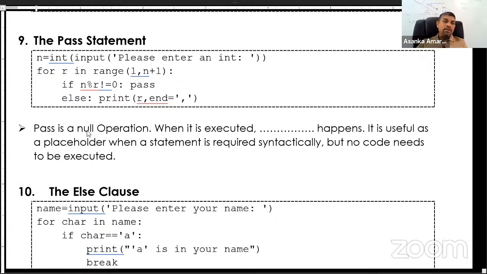Okay, pass is a null operation. Null, nil කියලා කියන්නේ සිංහලෙන් null. මොකුත් වෙන්නේ නැහැ, nothing. Pass is a null operation; when it is executed, nothing happens, right? Nothing. When it is executed, no operation. නැත්තම් ඒකට no operation කියලා කියනවා. Nothing happens. It is useful as a placeholder. අල්ලගෙන ඉන්න විතරයි වෙන්නේ, මොකුත් කරන්නේ නැහැ. It is used as a placeholder when a statement is required syntactically.